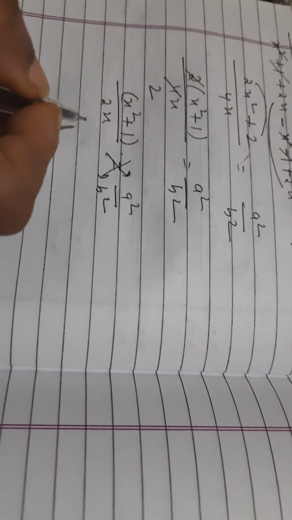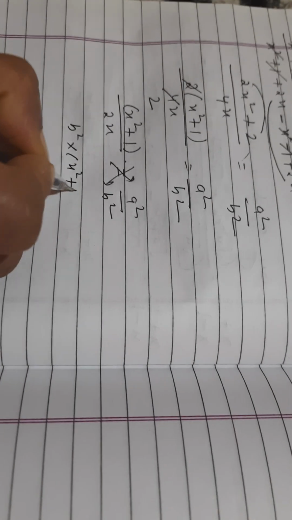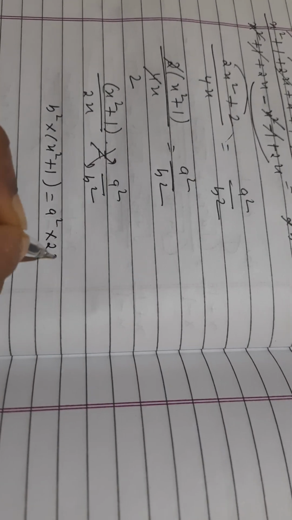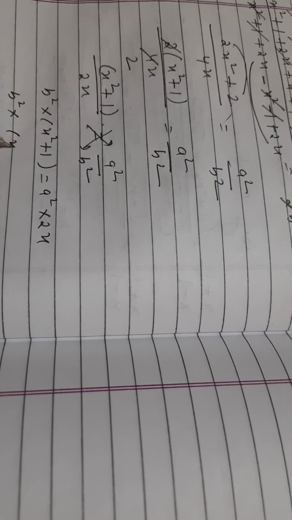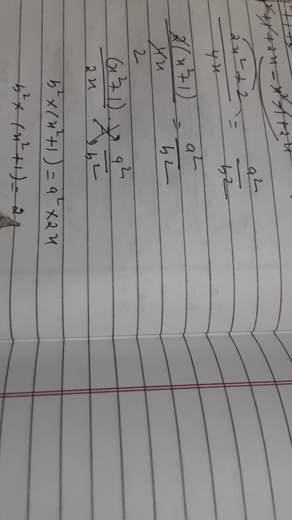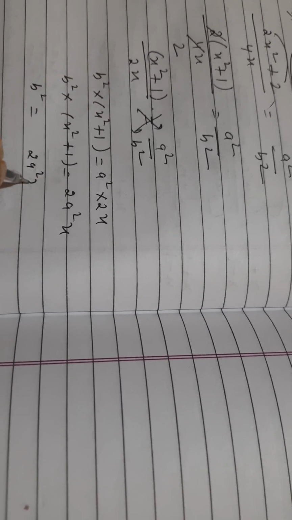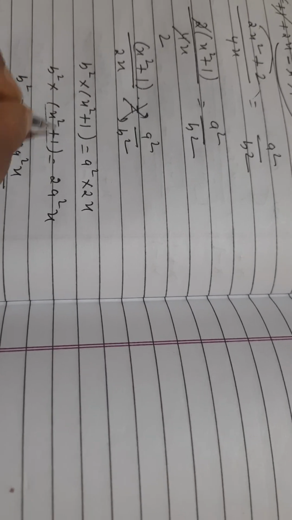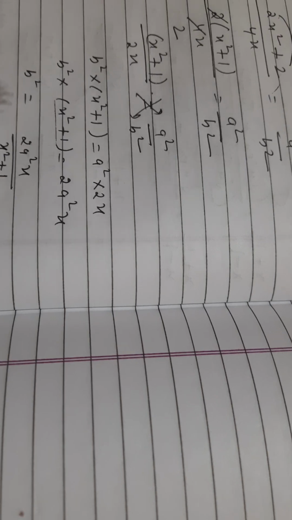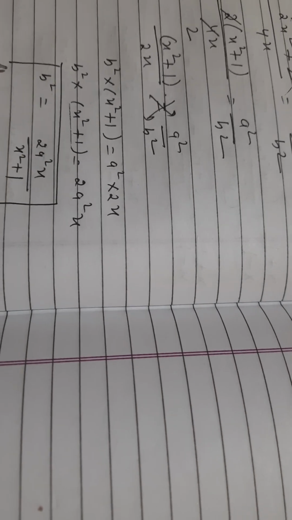Now by cross multiplying, you will get this b square into this x square plus 1 and this a square into 2x. This b square into x square plus 1, it is equal to 2a square x. Now this b square is equal to 2a square x upon, I am shifting this term to RHS, that is x square plus 1. This was the required result.